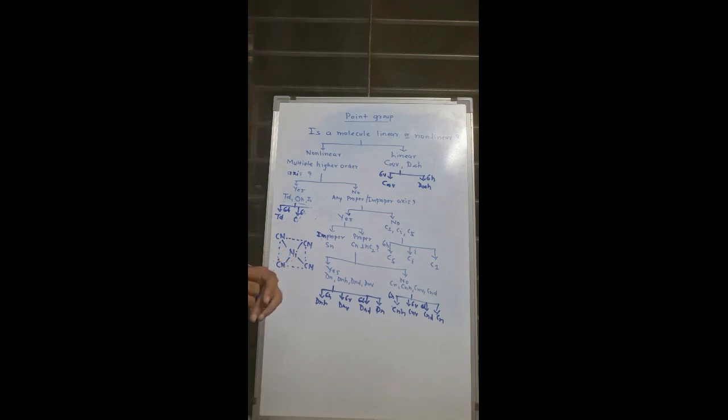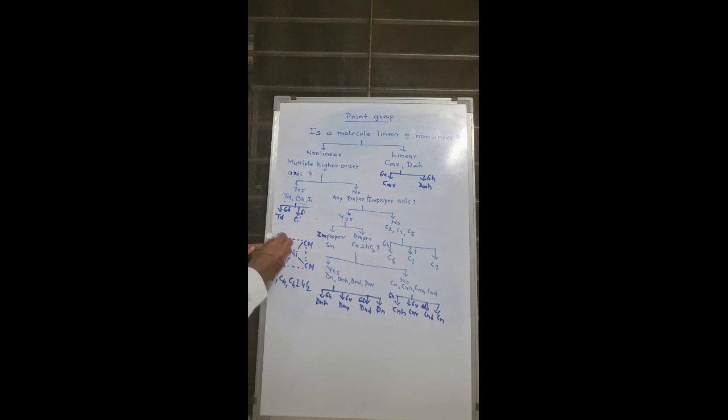Another molecule is the Ni(CN)4 2 minus complex. This is square planar. This molecule consists of E, C4 as the main principal axis, C4 plus and C4 minus. C4 is perpendicular to 4C2. In this case, this is the main C4, first C2, second C2, third C2 and 4C2. It means C4 is perpendicular to 4C2 and sigma H is present.